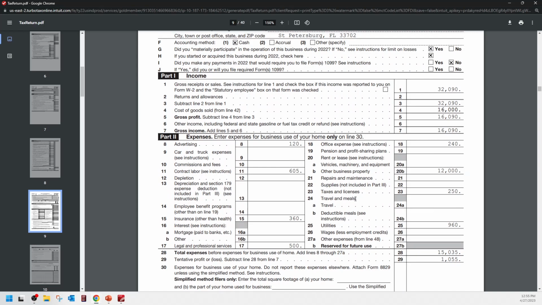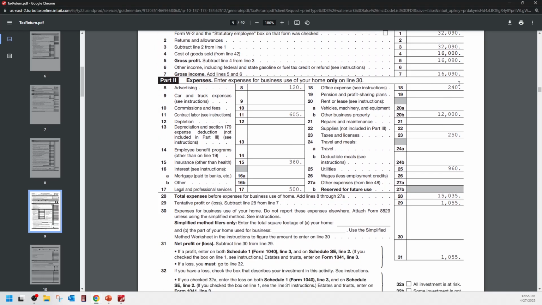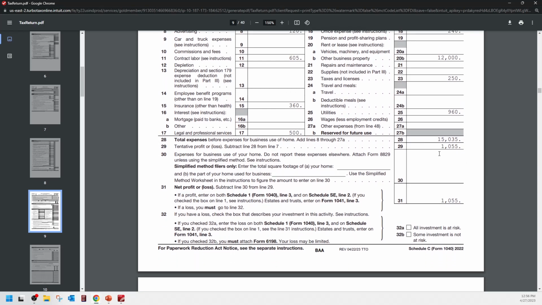Right, and then we have the other expenses, right? Advertising costs, contract labor, insurance, legal and professional fees, not home office, just regular office expenses, rent, right? So other business property, there's our $12,000 in rent, taxes and licensing, and then utilities expense. And so our tentative profit or loss here is $1,055. And again, that does reconcile with our net income or loss per books.